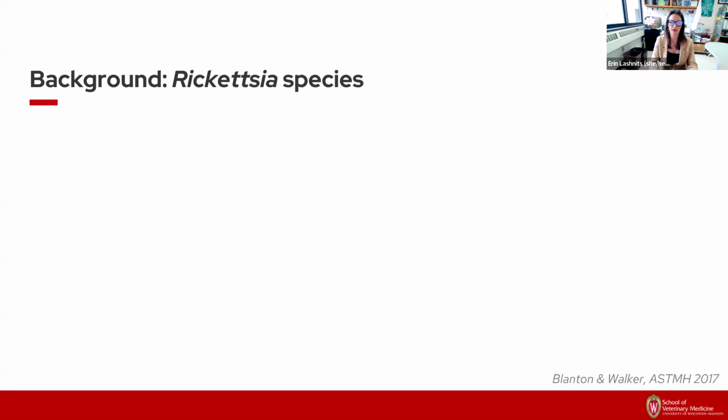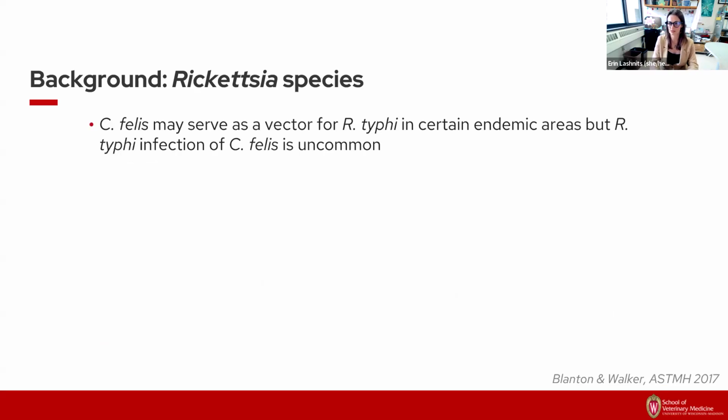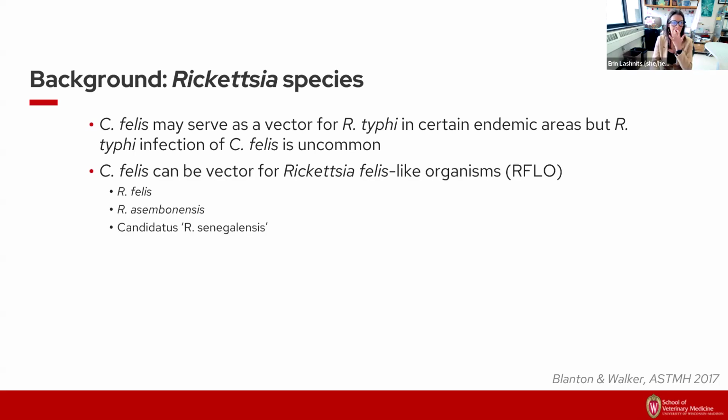So moving on from Bartonella to a couple of species that we know a little bit less about. The flea-borne Rickettsia species: there are two main species that I'll talk about in the introduction, and then one other one that I'll talk a little bit more about when I get to the research itself. Cat fleas may in fact serve as a vector for Rickettsia typhi in certain hyperendemic regions, even in the US. But outside of those specific locations, and even within them, Rickettsia typhi infection of cat fleas is pretty uncommon. So what are the species that do infect cat fleas?